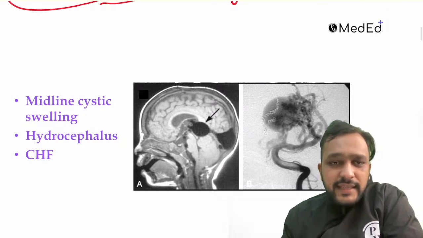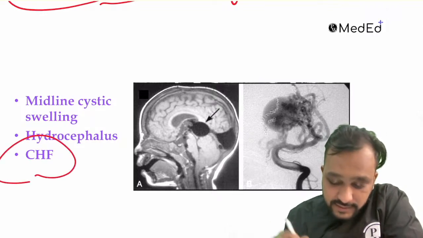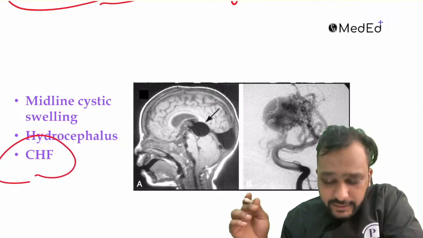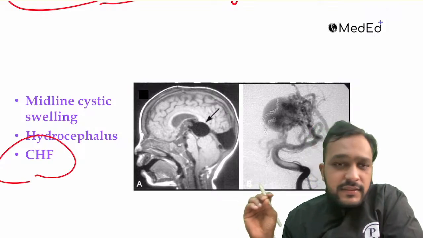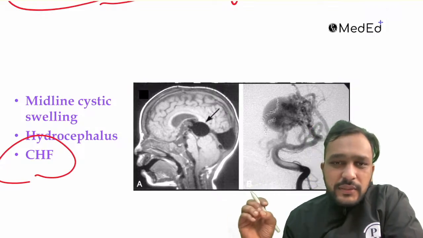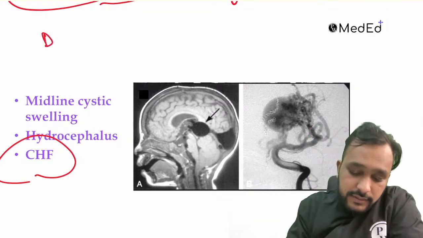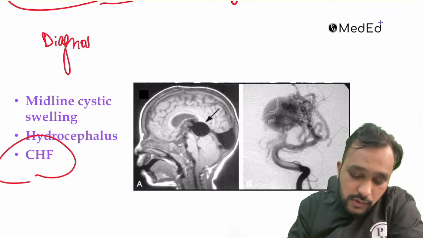Midline cystic swelling, hydrocephalus, and congestive heart failure, right? These are the clinical features which have been given to us in the question. Now the question is, what is the diagnosis?